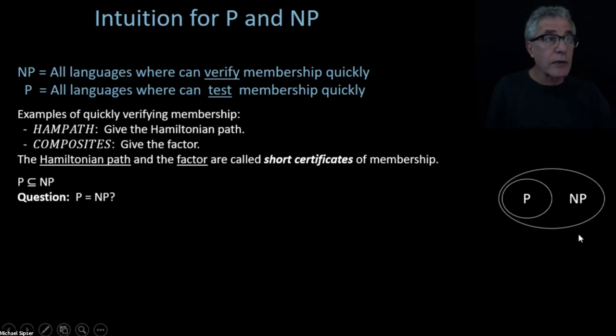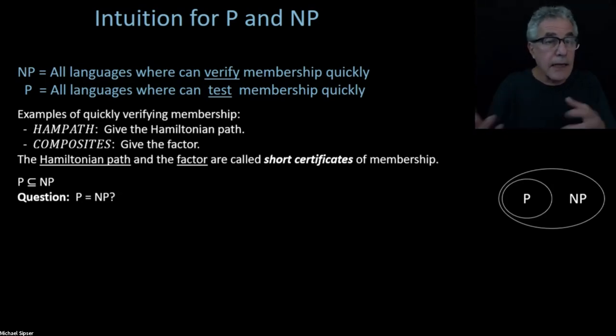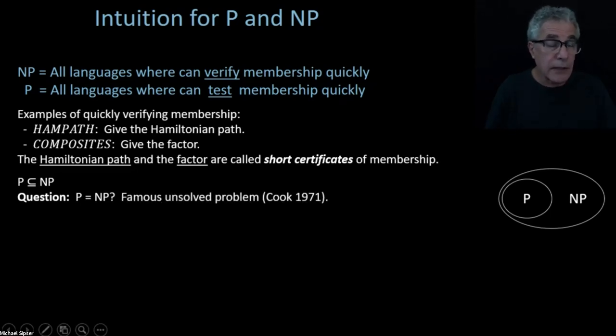The big question, as I mentioned, is whether these two classes are the same. So does being able to verify membership quickly, say with one of these certificates, allow you to dispense with the certificate, not even need a certificate, and just test for yourself whether you're in the language, and do that in polynomial time? That's the question. For a problem like Hamiltonian path, do you need to search for the answer if you're doing it deterministically, or can you somehow avoid that and just come up with the answer directly with a polynomial time solution? Nobody knows the answer to that, and it goes back quite a long time. It's almost 60 years now that problem's been around. No, that would be 50 years. No, almost 50 years.